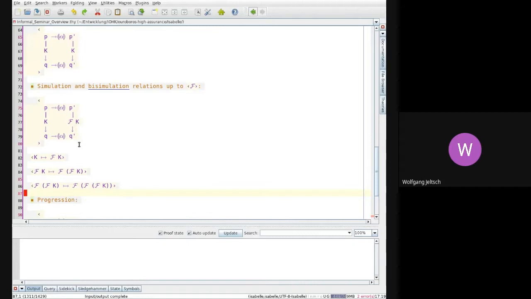So it's a kind of an informal or semi-formal proof of the fact that if K progresses to F of K and F is respectful, then K is included in bisimilarity. So any P and Q that is in K is bisimilar. So they are bisimilar. Okay. Are there any questions up to this point?